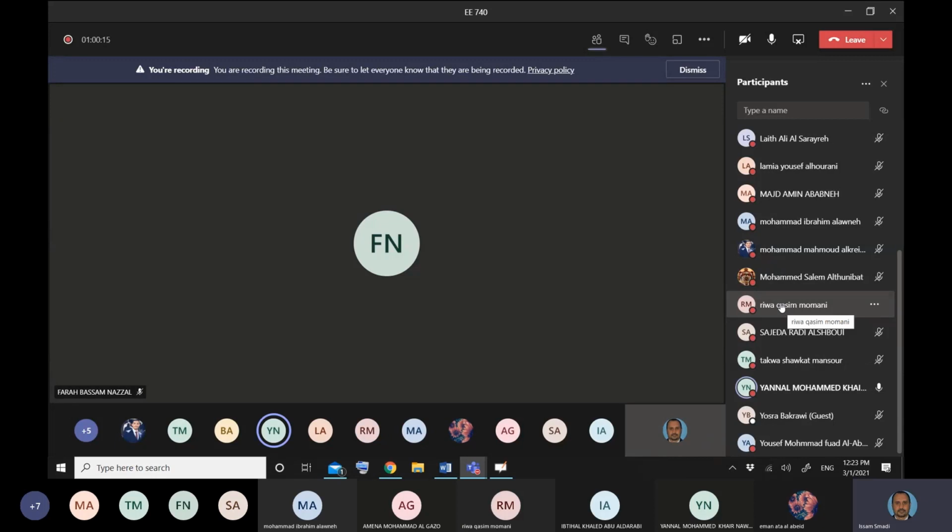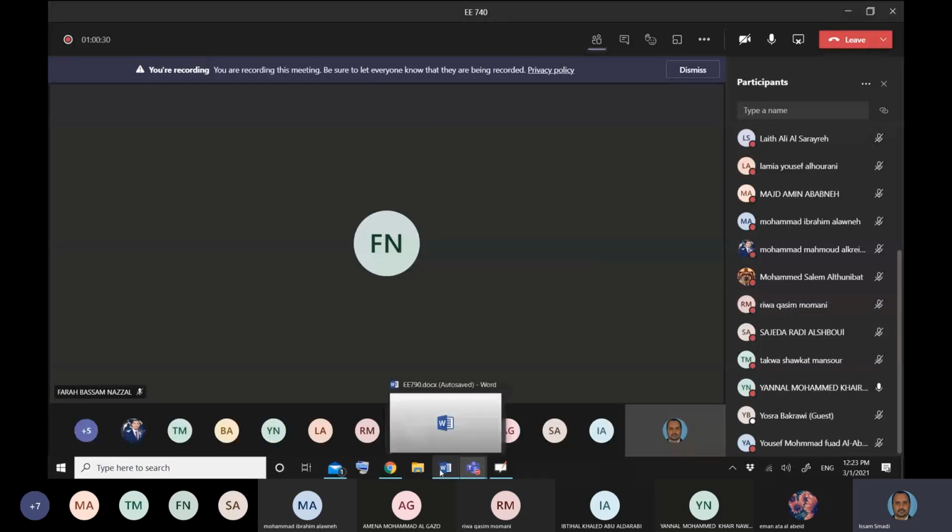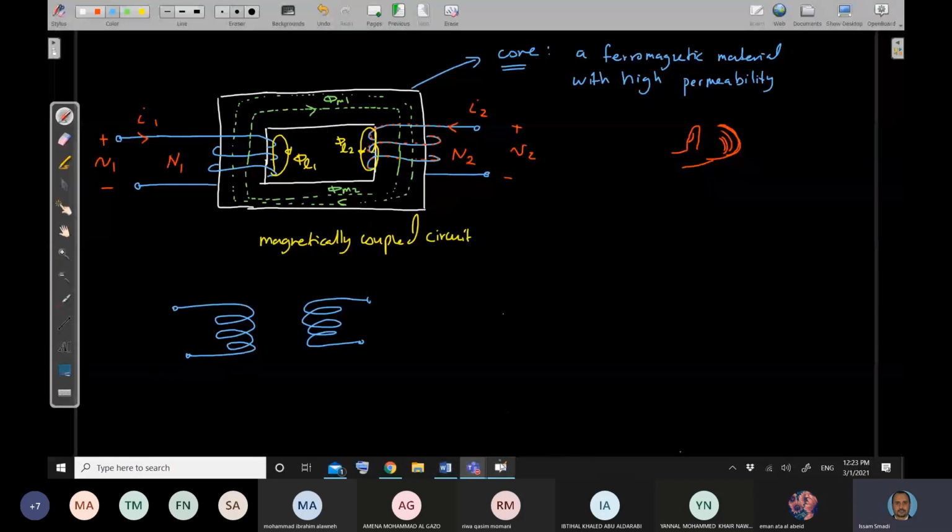Now this is one of the objectives, that I need the core in order to mount the windings, correct? In order to place the winding on the core. But simply this is not the main function of the core. Simply without a core.